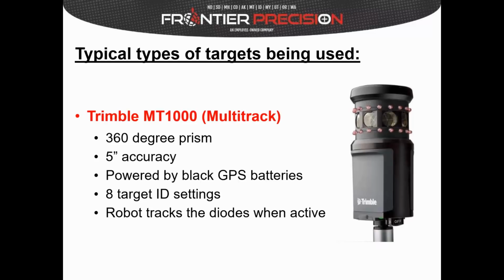And then we have what we call 8 target ID settings. So if you can see my cursor here, hopefully, there's a little dial here where it says off on the bottom. We can turn that from off and then 1 through 8, and that sets our target ID, and I'll break down a little bit more about what that means later. But when it's on and active, these little red diodes light up here, and the robot, when it's set to active tracking mode, will track those diodes as we move around.